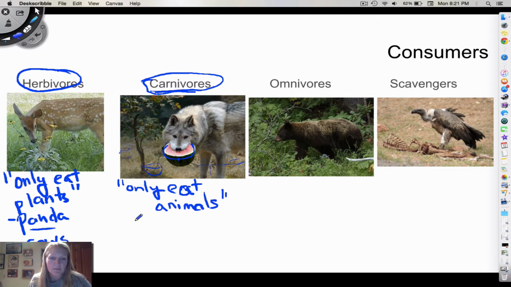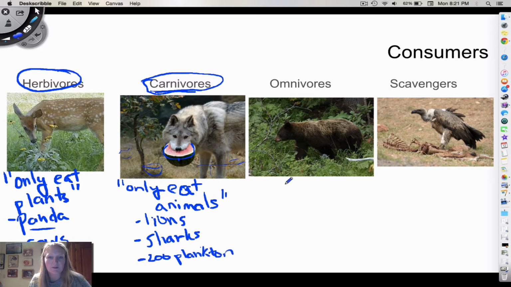Examples of these are lions, and sharks in the ocean. And then even zooplankton, and we'll be talking about these a bit in our examples. Zooplankton, oh my gosh, I think ton. Okay, zooplankton is another example, or zooplankton, some people call it.